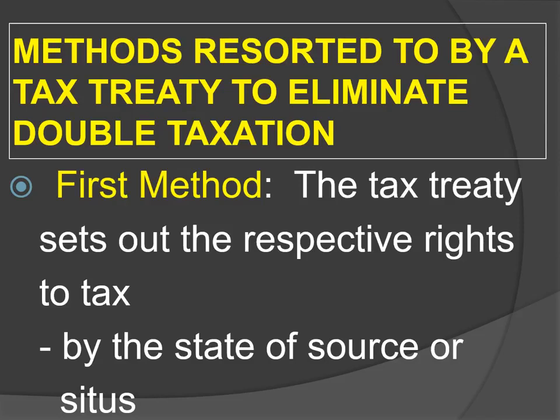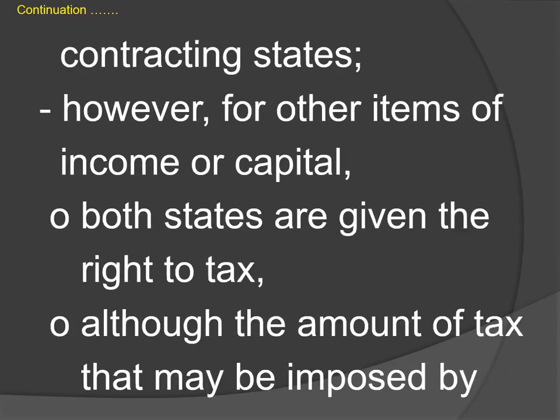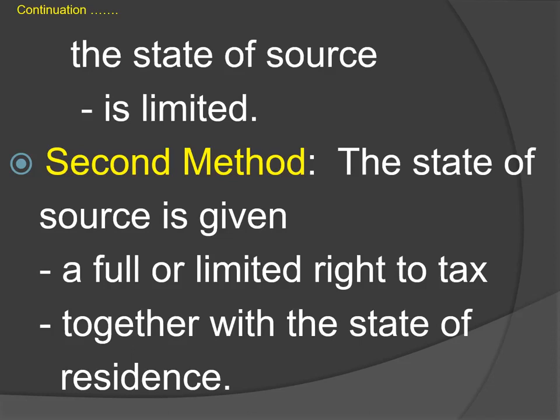Let's look at the first method here. Under the first method, the tax treaty sets out the respective rights of tax by the state of source or situs and by the state of residence with regard to certain classes of income or capital. In some cases, an exclusive right of tax is conferred on one of the contracting states. However, for other items of income or capital, both states are given the right of tax, although the amount of tax that may be imposed by the state of source is limited. So take note of that. So there is a delineation on who could impose the tax.